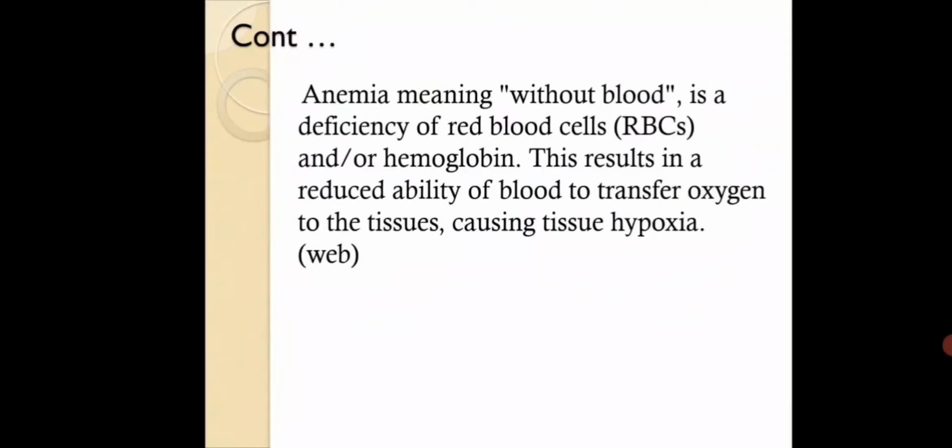Next, the second definition, anemia as per a website. Anemia is called as without blood. It is said to be without blood or deficiency of red blood cells. As I already said, there is decreased hemoglobin level, which leads to reduced ability of the blood to transfer the oxygenated blood to the tissues, causing tissue hypoxia.